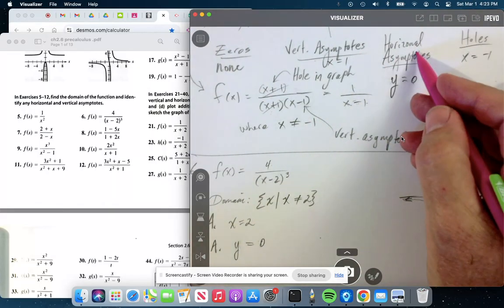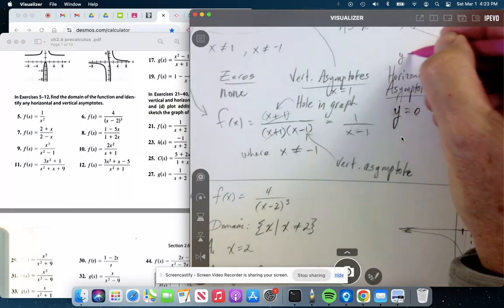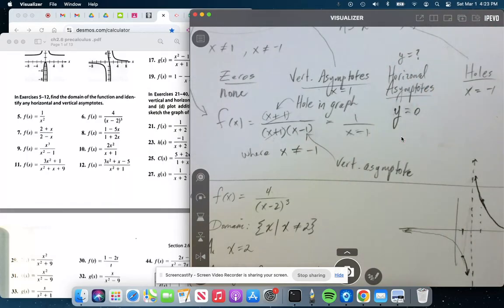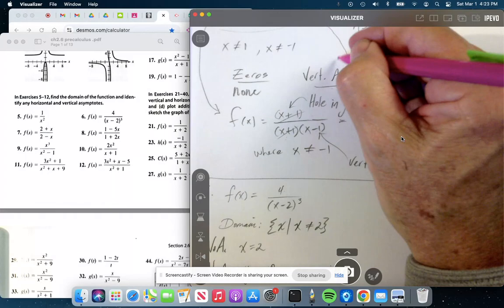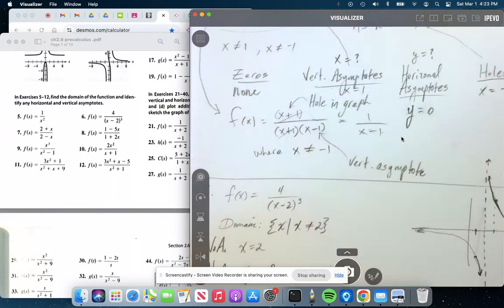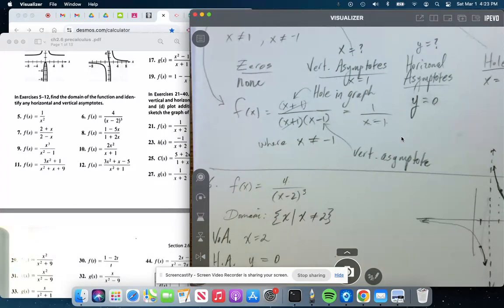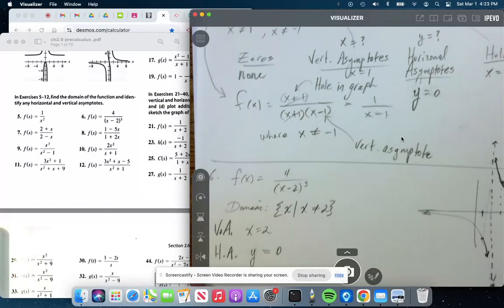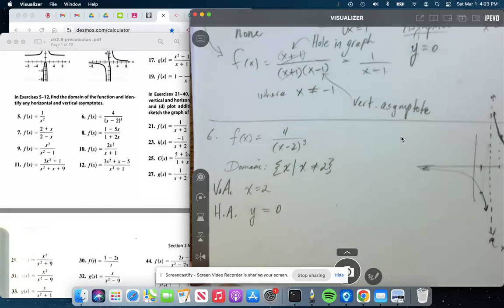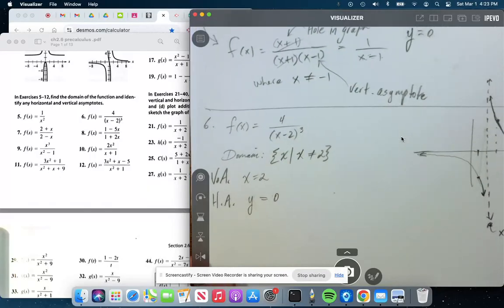Horizontal asymptotes will always be y equals something, right? And vertical asymptotes will always be x equals something. Sorry for the mistake there. I'm glad I caught that. So y equals 0 is your horizontal asymptote.